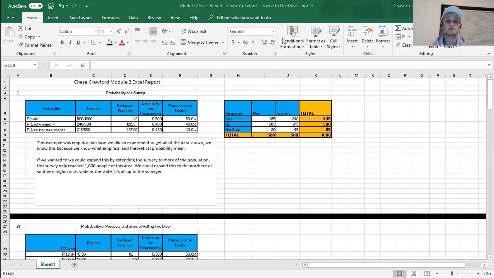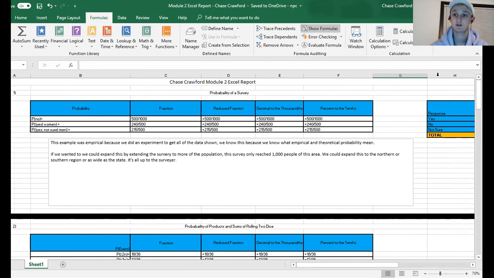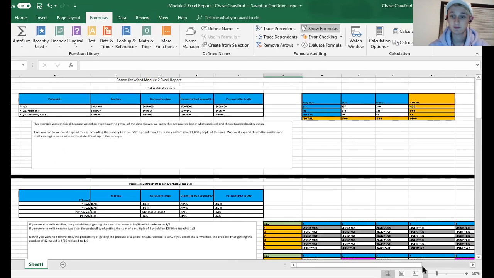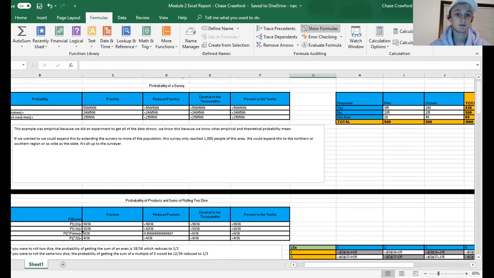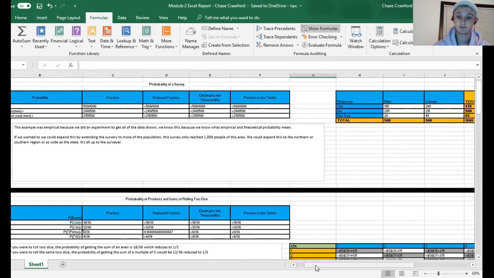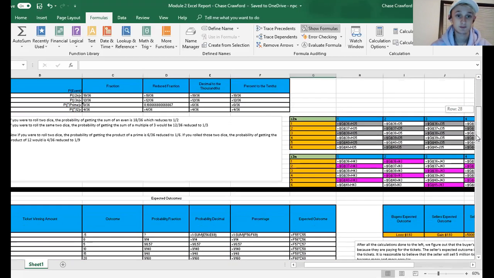Okay, this is my Module 2 Excel report, and I'm going to go to Formulas and then go to Show Formulas to show that I did not put in all the numbers, that I actually did put in all of the formulas like I was supposed to.